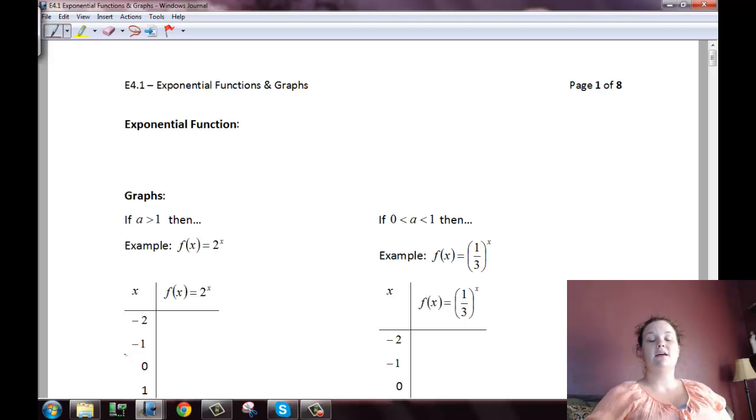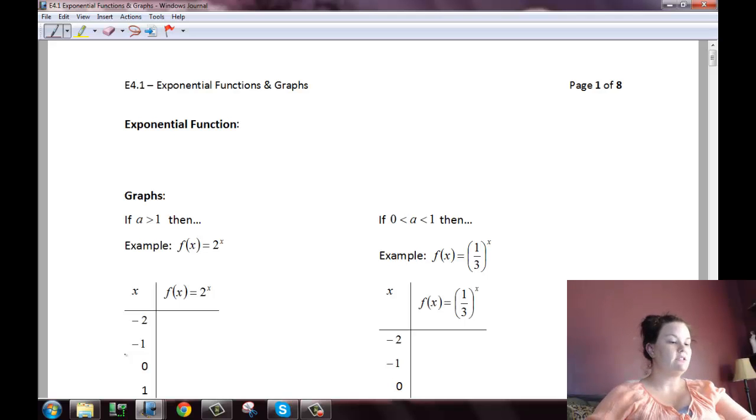Okay, so we're going to start E4.1, which is exponential functions. So I'm going to go ahead and give you the definition of exponential functions, and then we'll go over what they look like, talk about domain and range, and then we'll look at how to transform them.